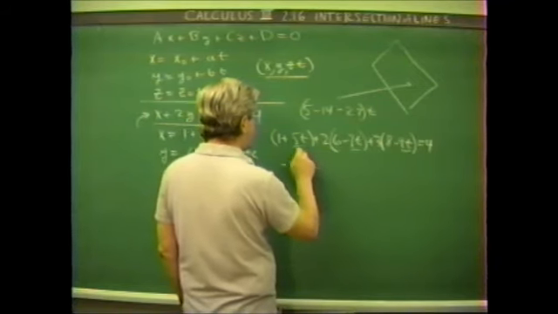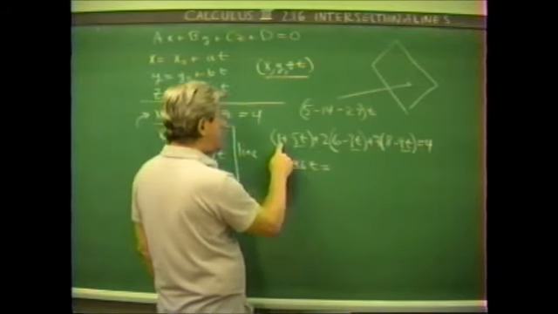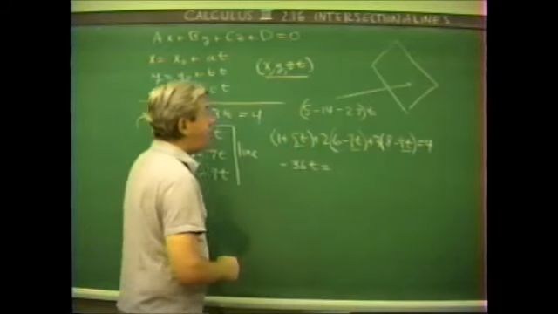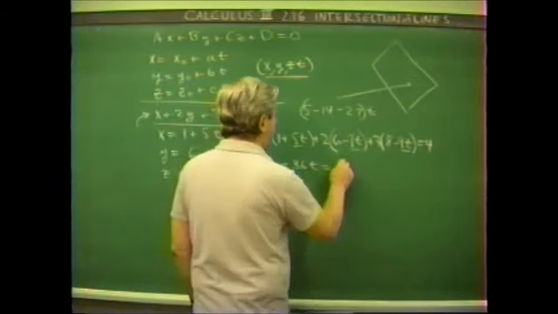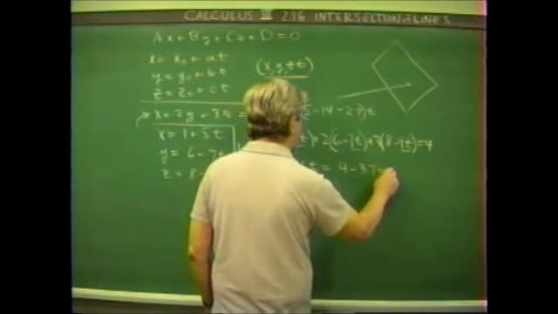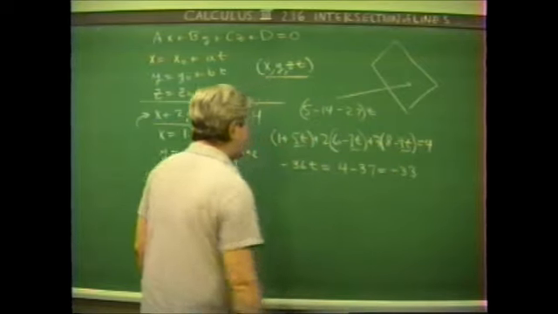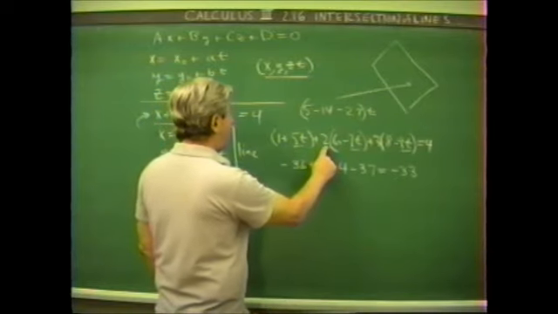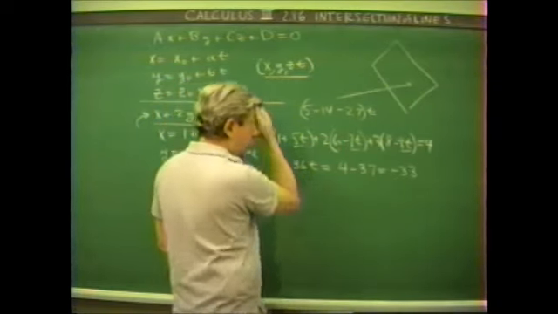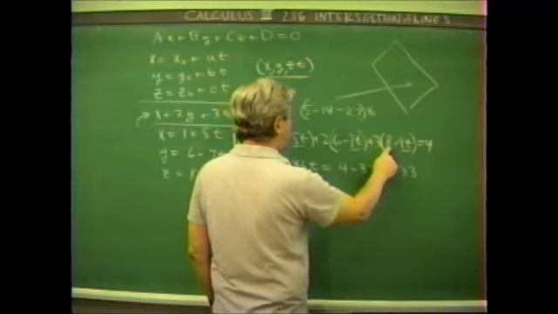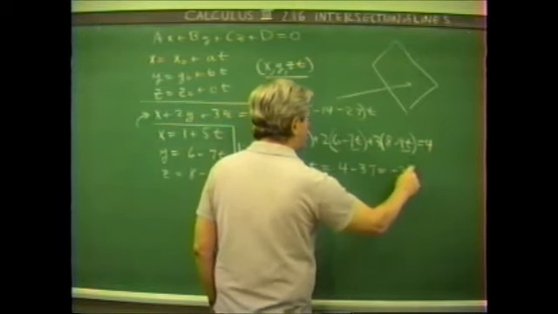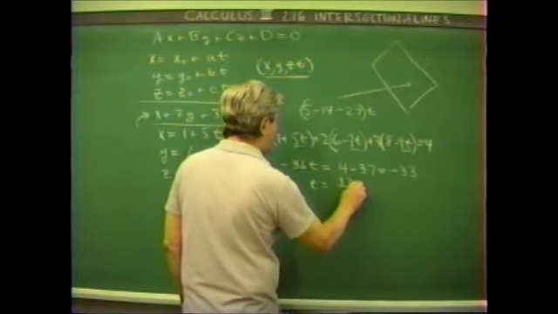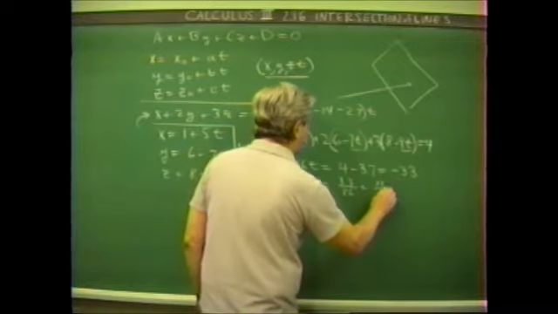Right? For the constant terms here, we've got 1, and 12 is 13, and 24 is 37. So we've got 4 minus 37, or minus 33. Right? So, checking this, we've got 1, and 12 is 13, 13 and 24 is 37. We have minus 33, so t is equal to 33 over 36, or 11 over 12.